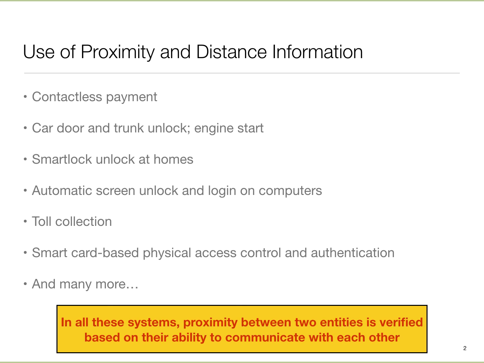Toll collection is another example. Many California tolls are not very common, but in many places the car goes to the toll booth and pays the toll. Any time you have smart card based access to part of a building, and many others. Common to all of these is that you're relying on some notion of proximity and distance to give access to a service or do something. So being able to do this reliably is extremely important.